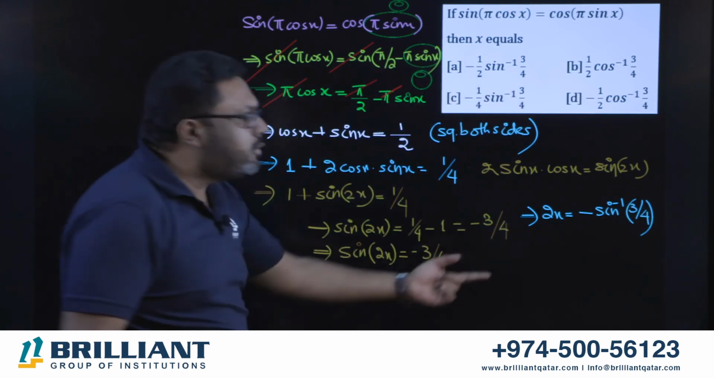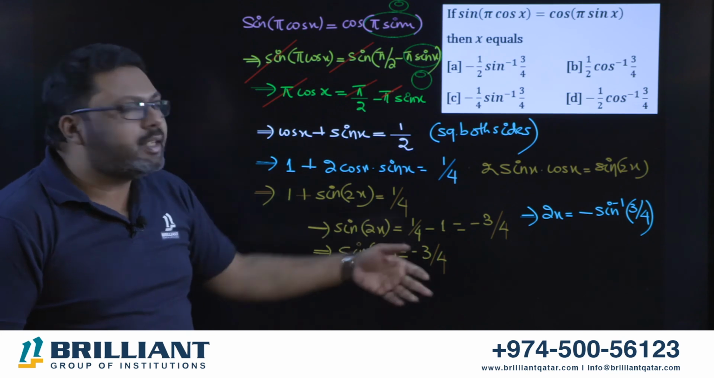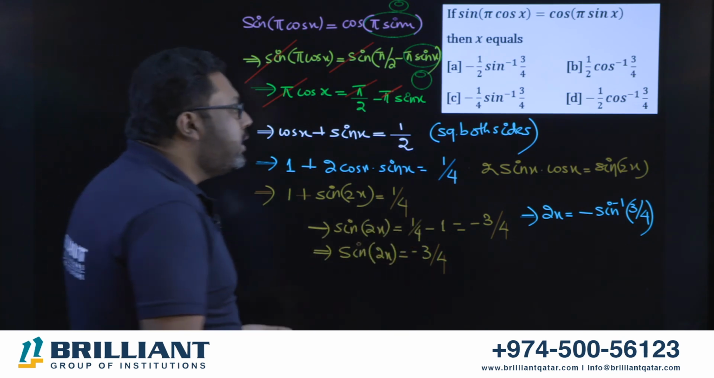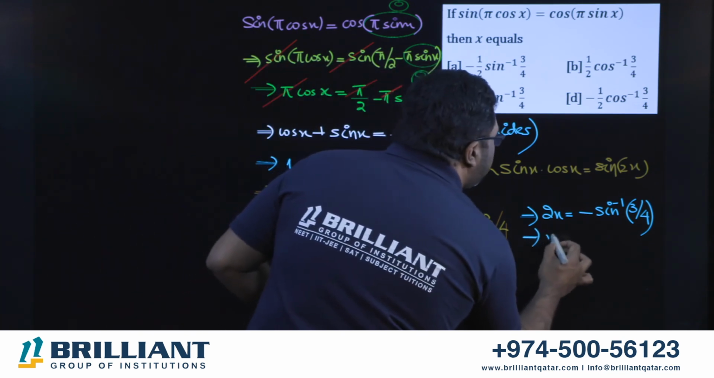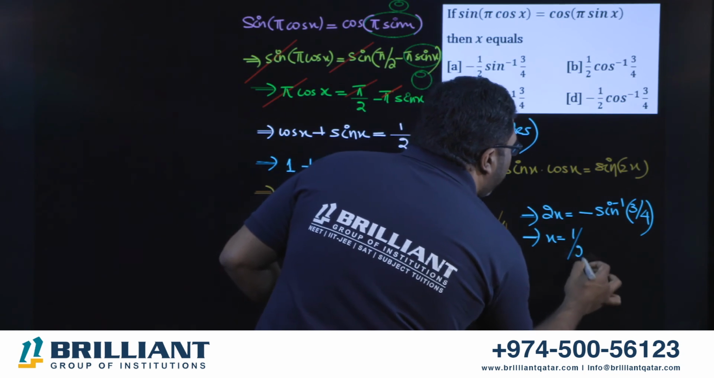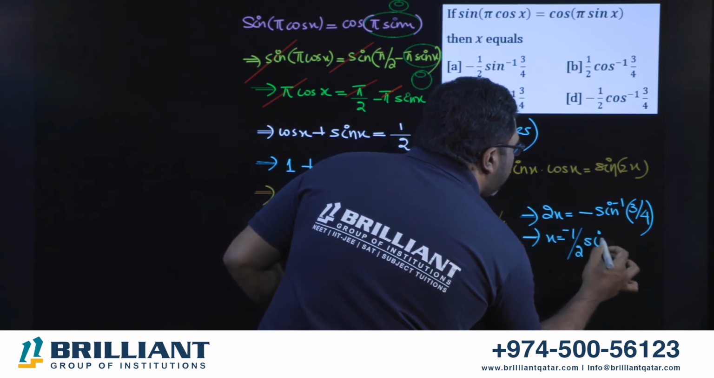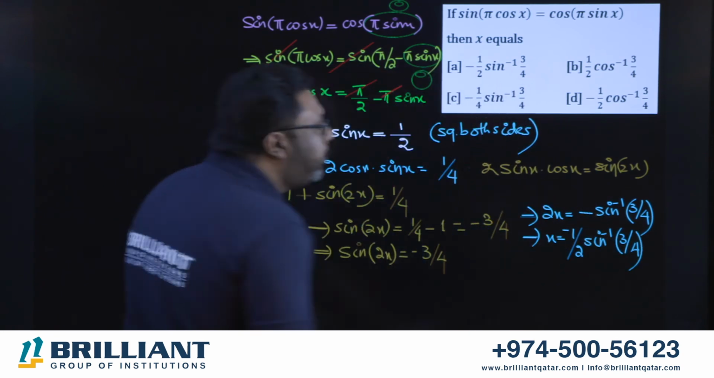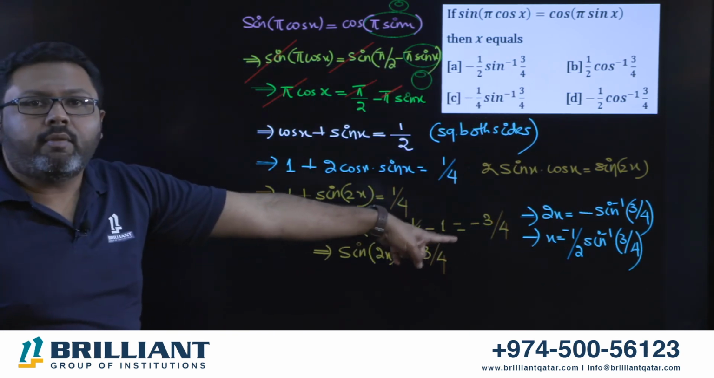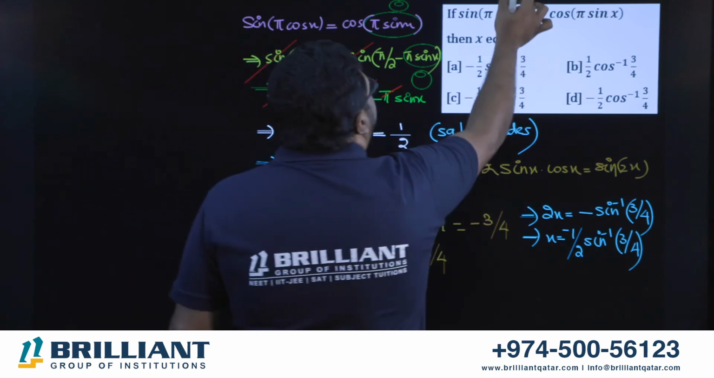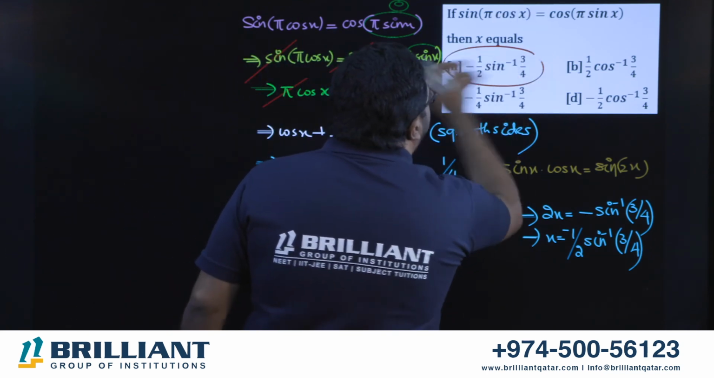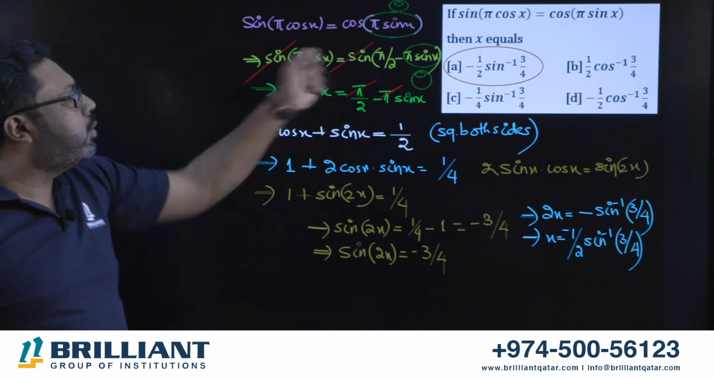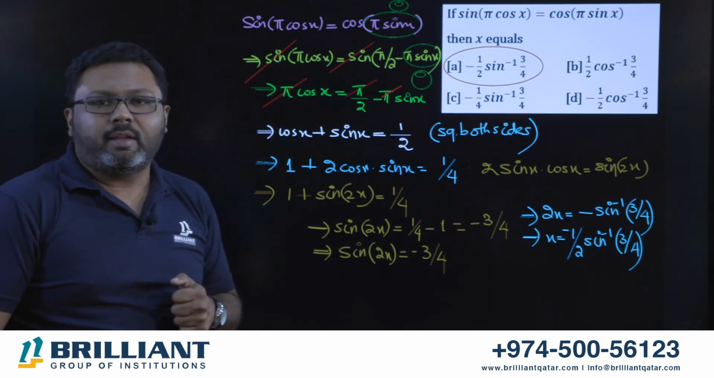It's a property of inverse function, right? Sine inverse of minus theta is minus sine inverse theta. So that implies x is equal to minus 1 by 2 sine inverse of 3 by 4. Okay, so that is going to be answer option A: minus 1 by 2 sine inverse of 3 by 4.